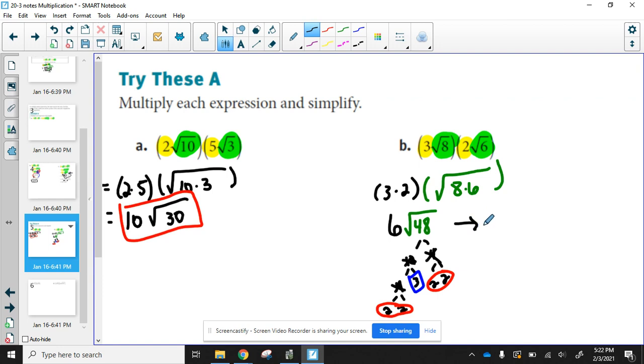So I'm going to rewrite this over here. We have a 6 out in front, but now we have 1, 2 we're pulling out for this group, and then another 2 for our second group, and then a root 3 because that is left by itself. So 6 times 2 is 12, times 2 again is 24, and then square root 3 stays the same.